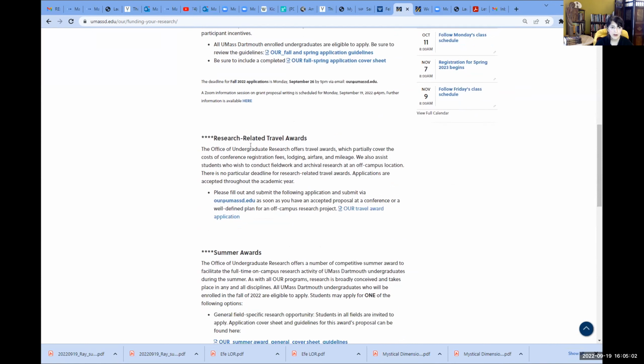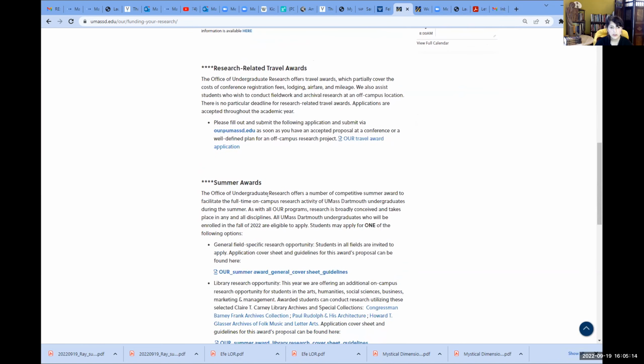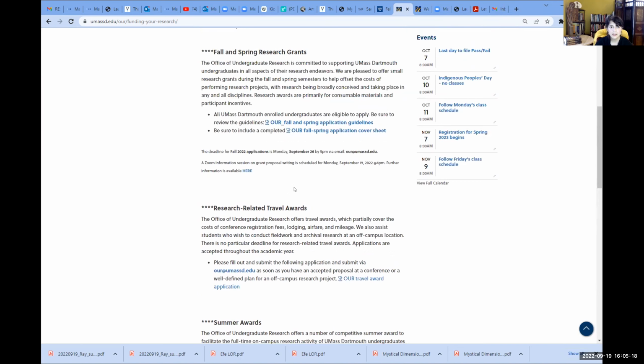So we have research-related travel awards that can be applied to at any time. So if you want to go to a conference, apply to this one. This is only for attending conferences. And of course, for the summer, we have a different category and different set of forms that need to be filled.